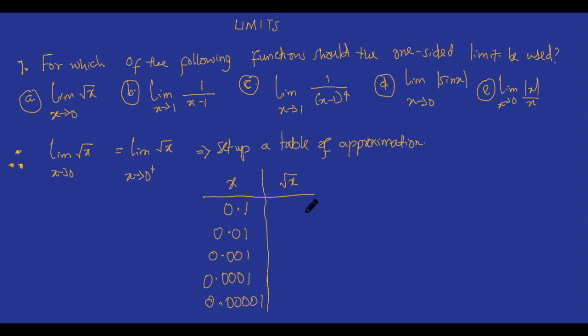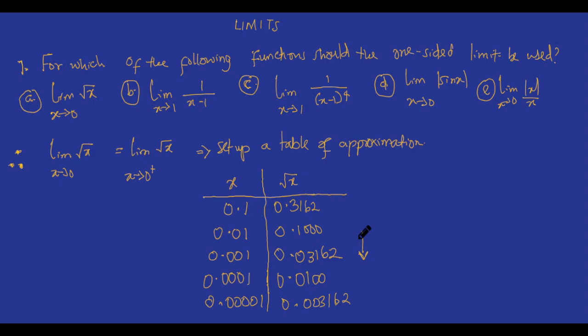0.00001. So we evaluate the square root of 0.1, we have 0.3162. On evaluating square root of 0.01, you have 0.1000. On evaluating the square root of this, you have 0.03162. On evaluating this, you have 0.0100. And last but not least, 0.003162.